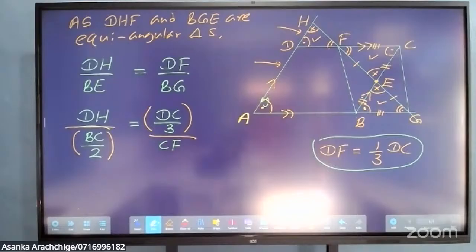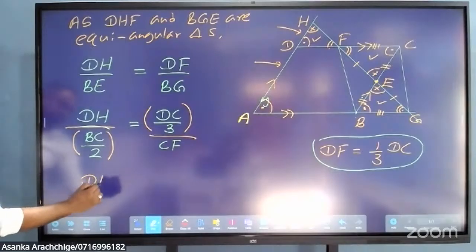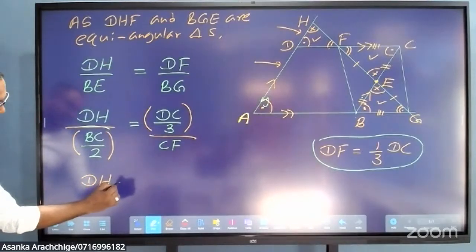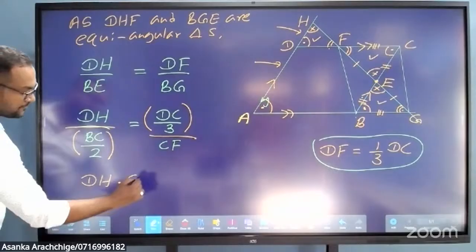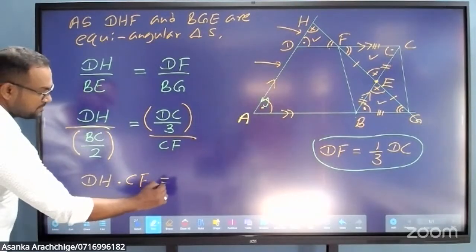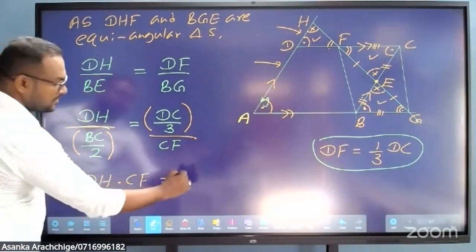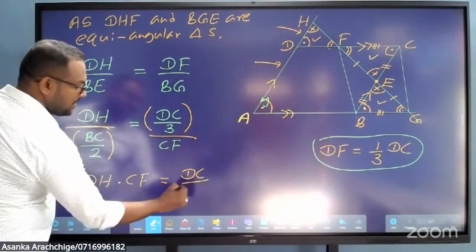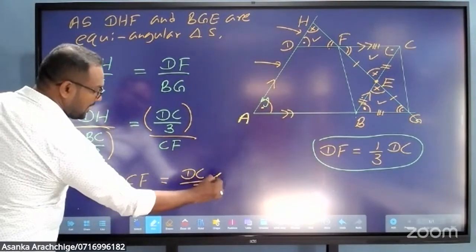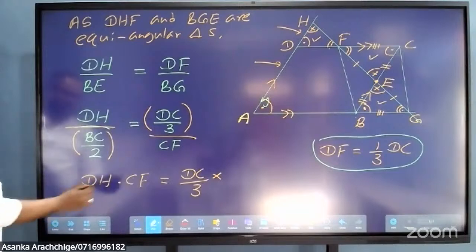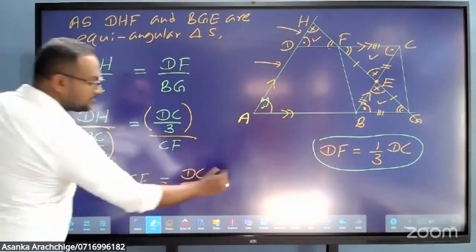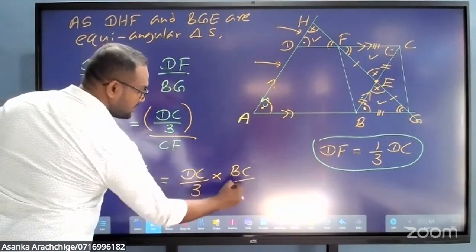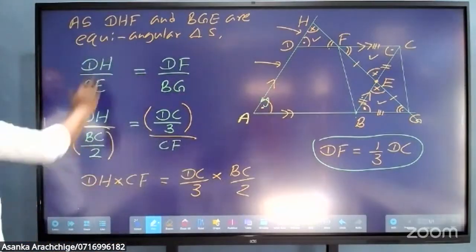Now do the first multiplication. DH into CF must be equal to DC upon 3 multiplication BC upon 2.